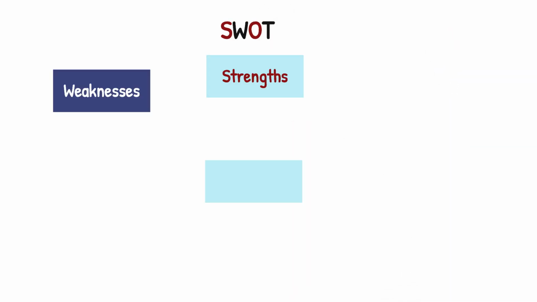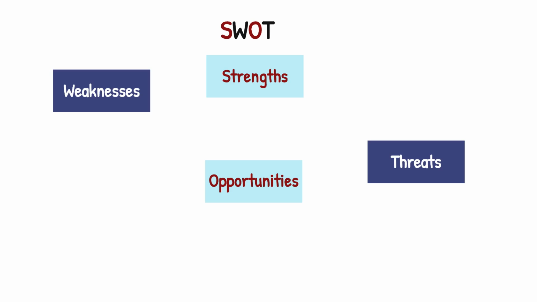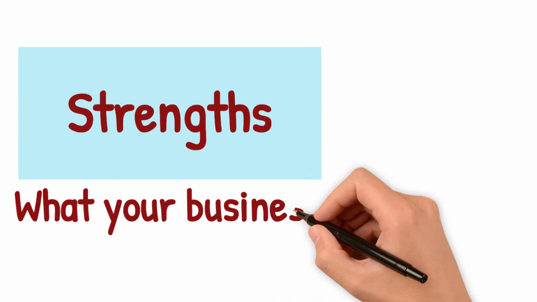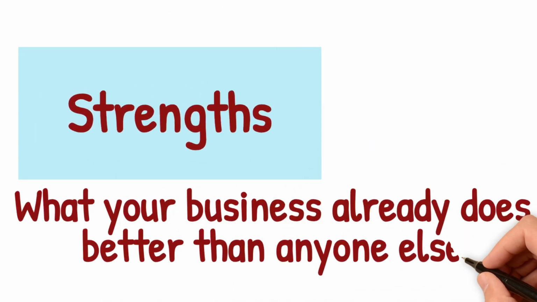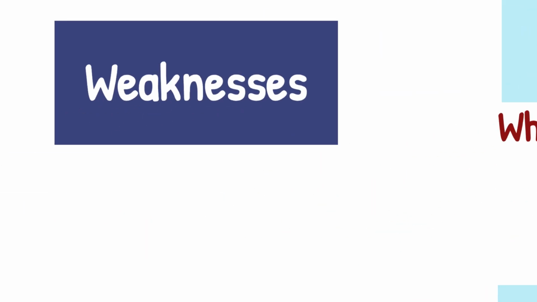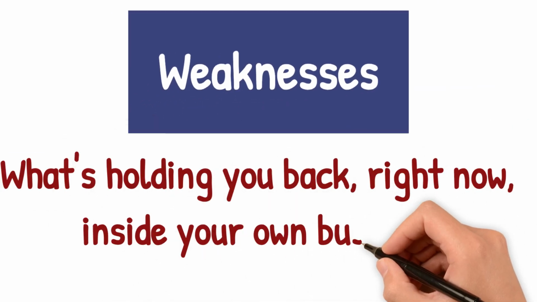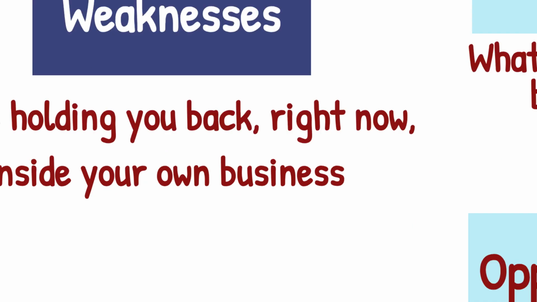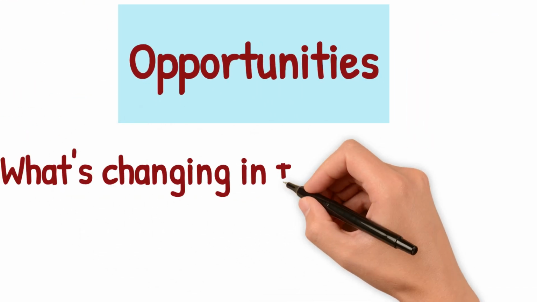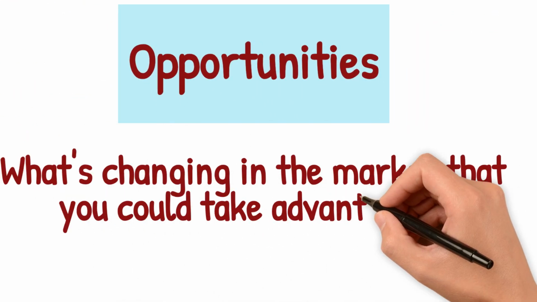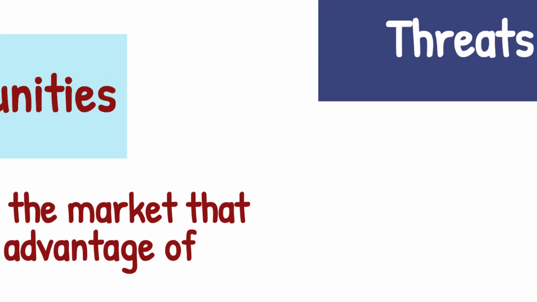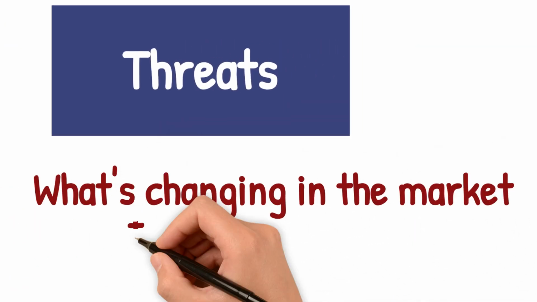SWOT stands for strengths, weaknesses, opportunities, and threats. Strengths: what your business already does better than anyone else. Weaknesses: what's holding you back right now inside your own business. Opportunities: what's changing in the market that you could take advantage of. Threats: what's changing in the market that could hurt you.